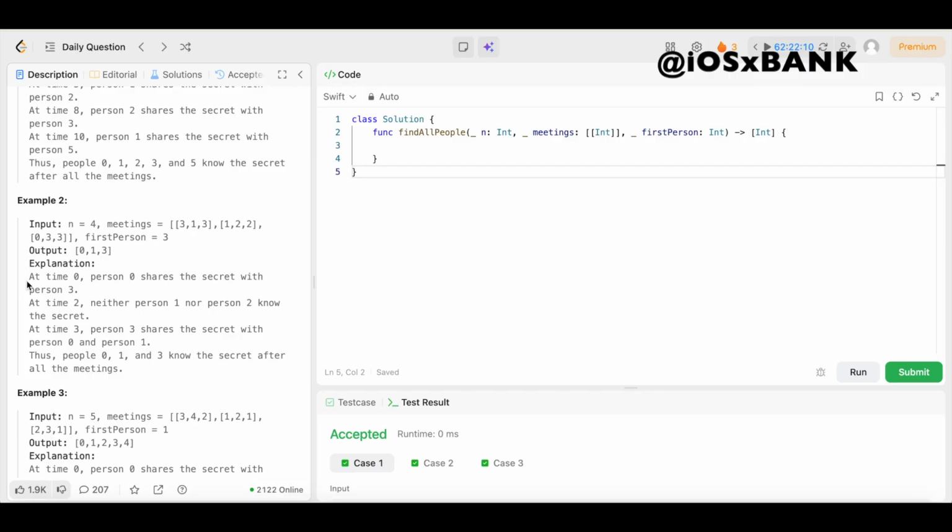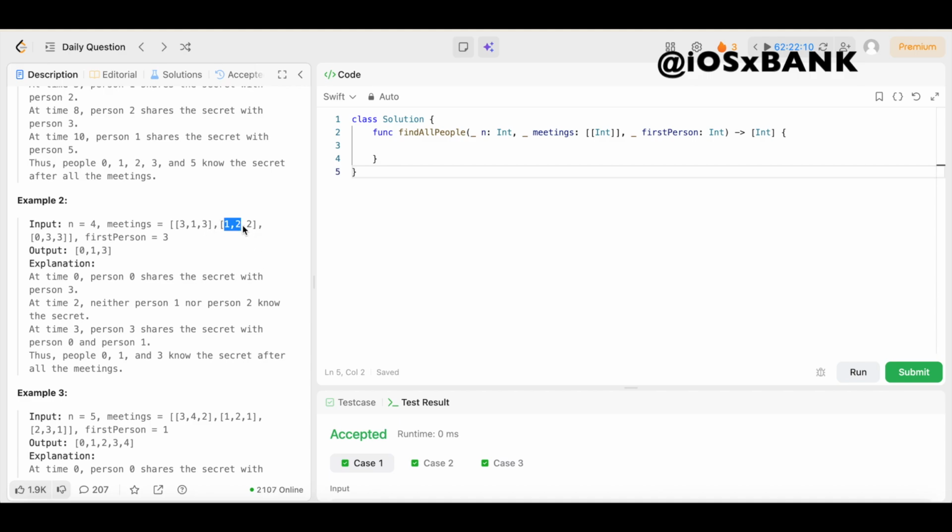The explanation says at time 0, person 0 shares the secret with person 3. Since firstPerson is 3 this time, that means person 3 is going to be the first person to get the secret. Then it says at time 2, neither person 1 nor 2 know the secret. Coming back to this array right here, if we're looking at meeting times, the earliest meeting is at 2, right?